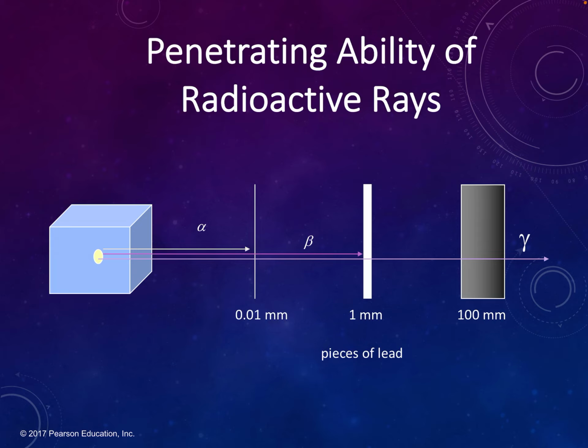So here's a picture of the penetrating ability of different radioactive rays. Again, alpha decay is going to be the most ionizing, but the least penetrating. Beta decay is kind of in the middle, and then gamma decay is very, very penetrating, but not very ionizing.